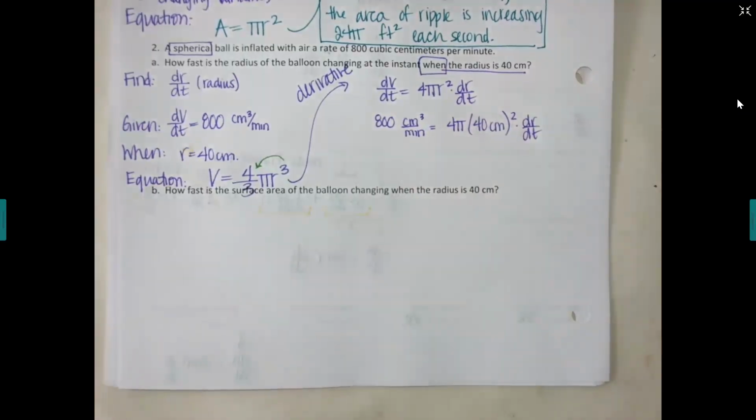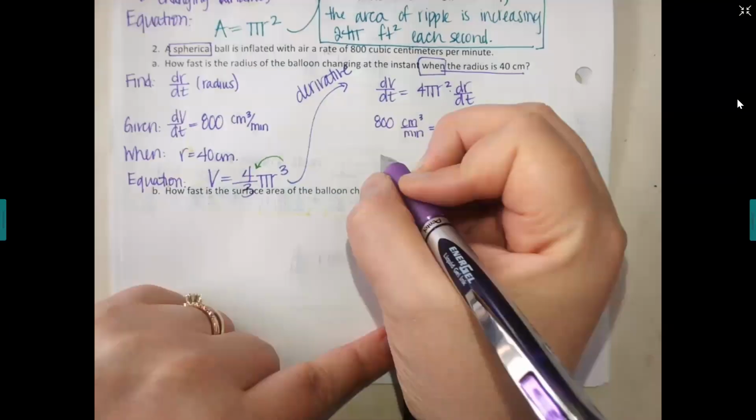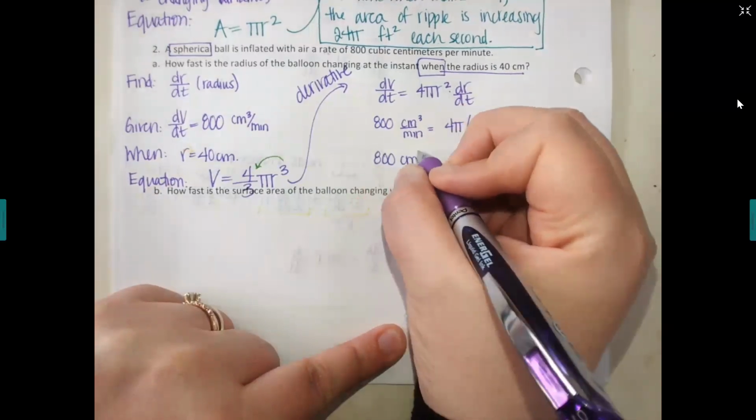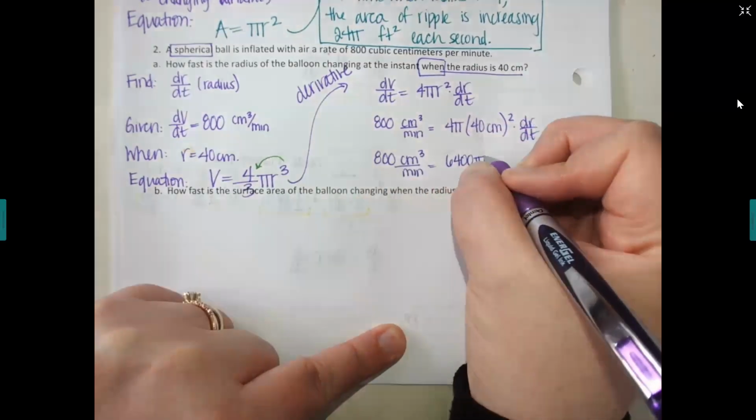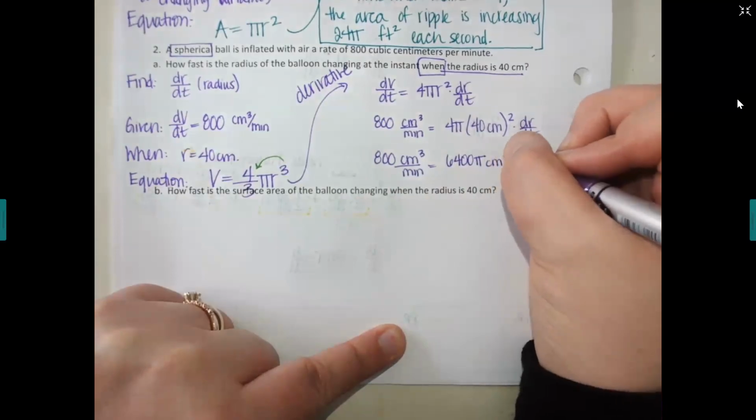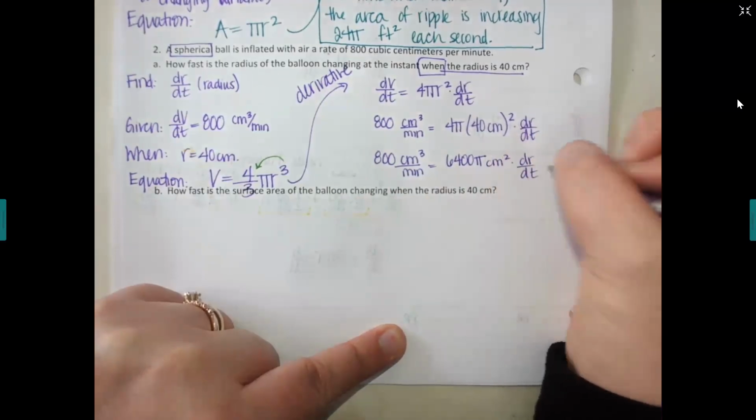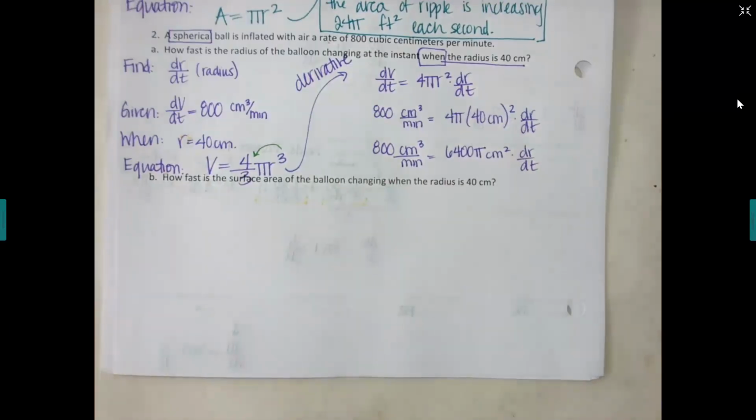So I know that I don't already know that, or I wouldn't be doing the question, right? Okay, from here, let's follow PEMDAS. Parentheses and exponent first. What is 40 squared? 1600, very good. Now let's take our 1600 and times it by 4. Very good. So I have 800 centimeters cubed per minute equal to 6,400 pi, and then my units would be centimeters squared, dr/dt. Now notice the reason my centimeters are getting squared is because they were with the 40 when we squared it.